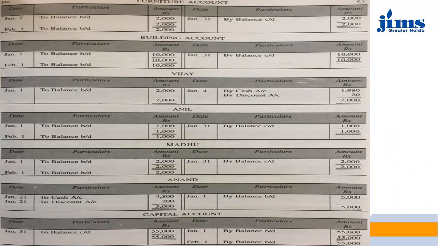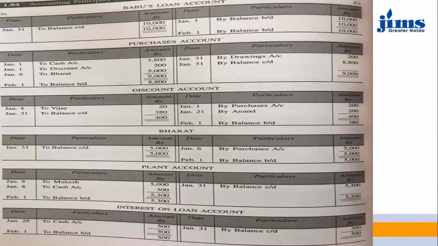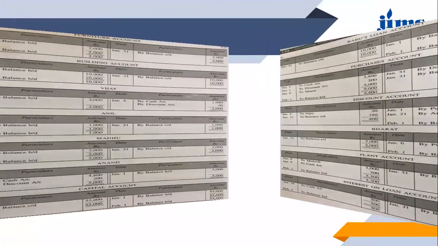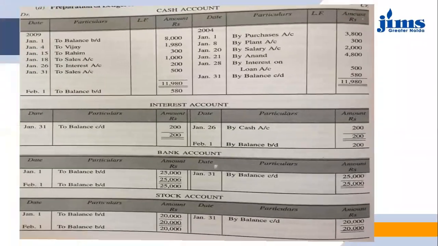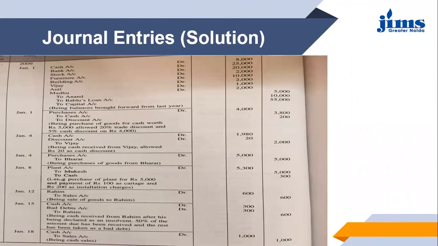Then Madhu balance 2,000. Anand, see, Anand was the creditor, so his account was credited. Since the credit side of the ledger account has to be entered with the word by, by balance we have taken 5,000. For the capital account, again by balance 55,000. You can see here very clearly. Then Bablu's loan account was also having a credit balance, so 10,000 is the credit balance for Bablu's account. So see, it is being accordingly posted in the ledger accounts. So we are done with the first posting of the journal entry.